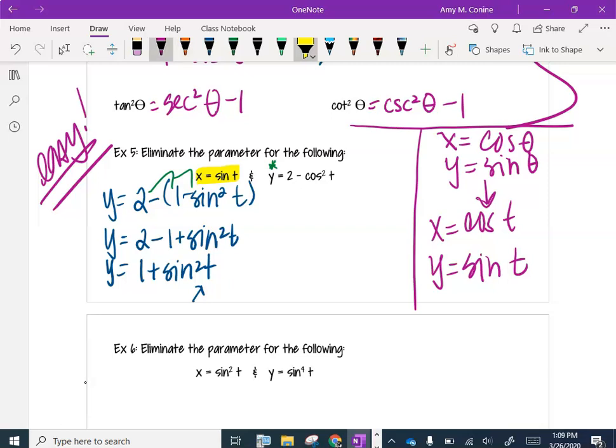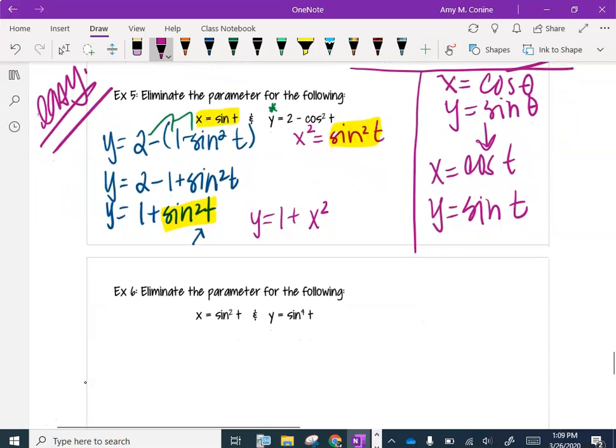But looking at it now, if I'm trying to eliminate a sine squared, if I take my x and I square it, that means I also have to square the right side, and I have a sine squared of t. So if I square both sides, I can now eliminate that parameter, and now I have a function that has both x and y coordinates in it, and my parameter t is gone. So this is my equation that I want.